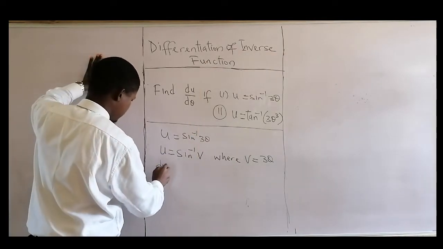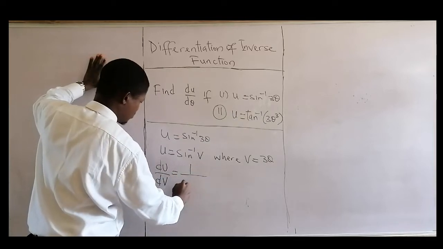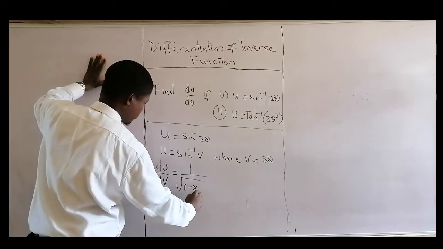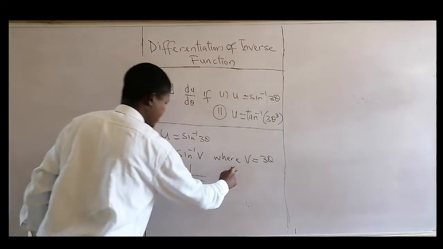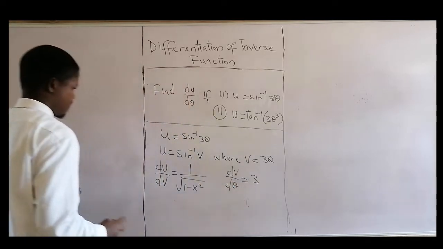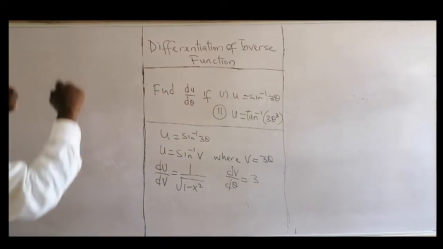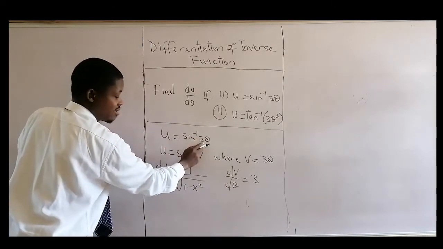Then du/dv is equal to what? 1 over square root of 1 minus v squared. Okay. And then dv/d theta is 3. Okay. So can we get the du/d theta on the question? The du/d theta.